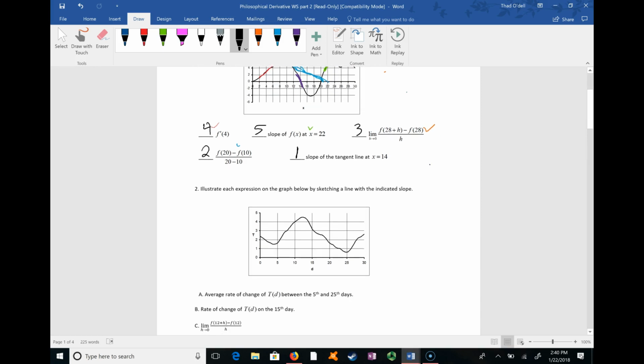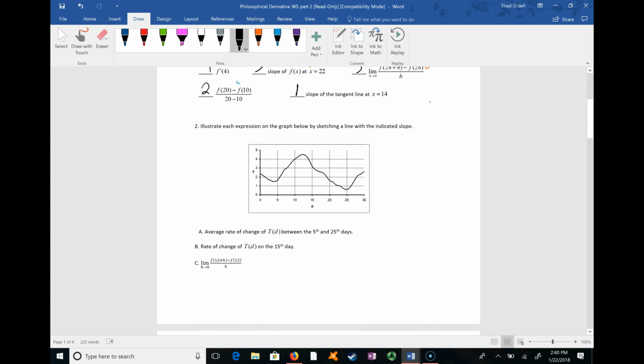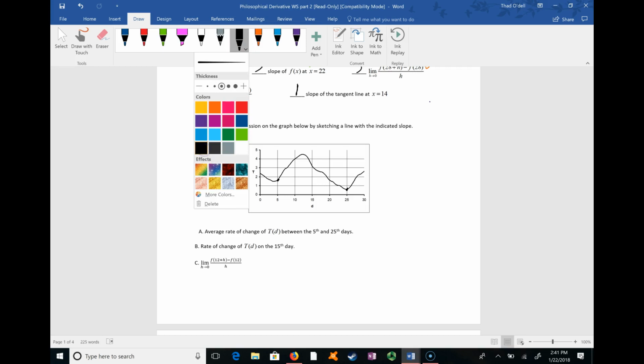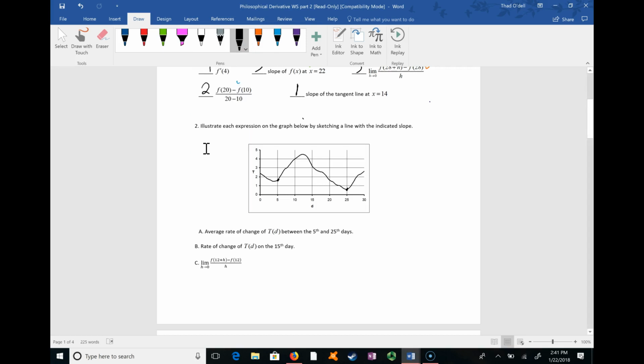Okay, part 2, illustrate each expression of the graph below by sketching a line with indicated slope. Average rate of change of T of d between the 5th and 25th days. So here's the 5th day, there's the 25th day, and if I draw a line, it'll look something like, oh man, I cannot draw straight. Oh, that's embarrassing. Let me try that again. Okay, here we go. Yeah, that's better.